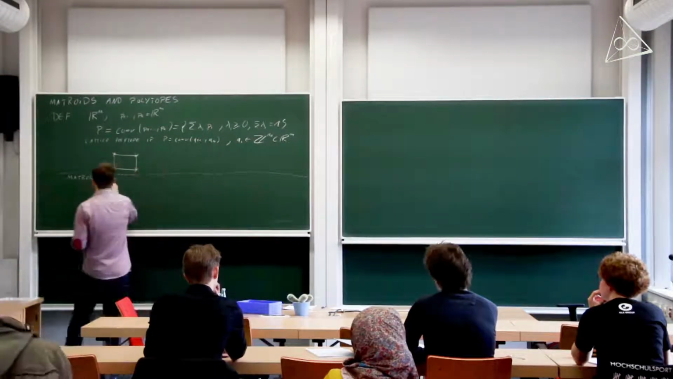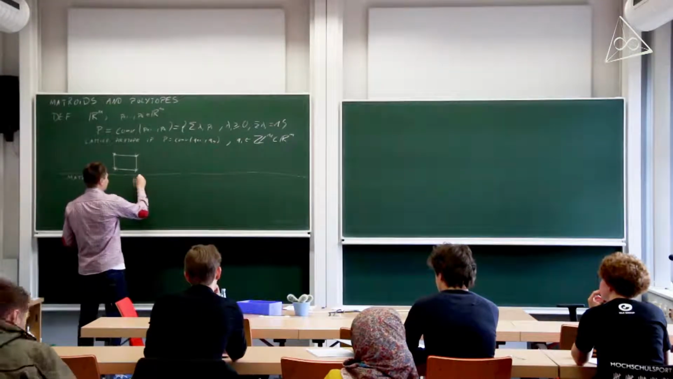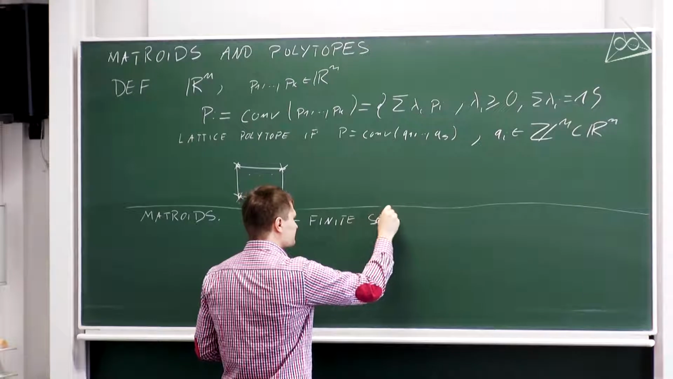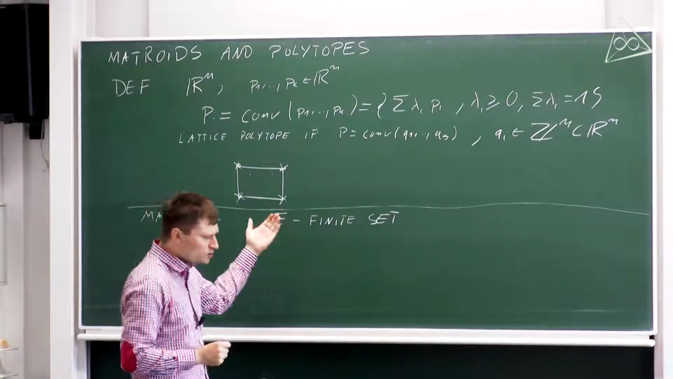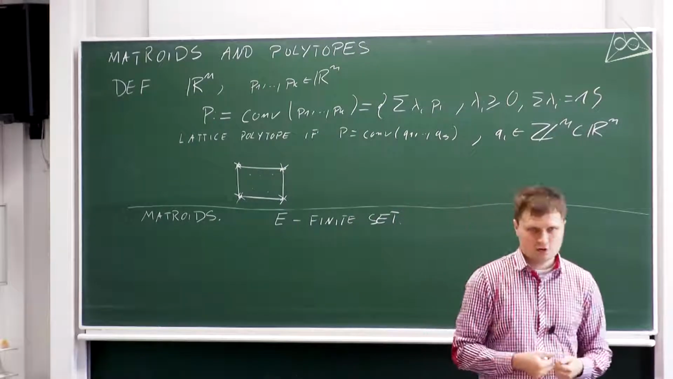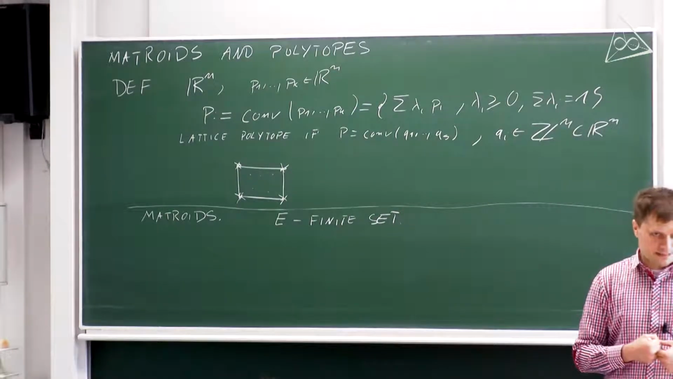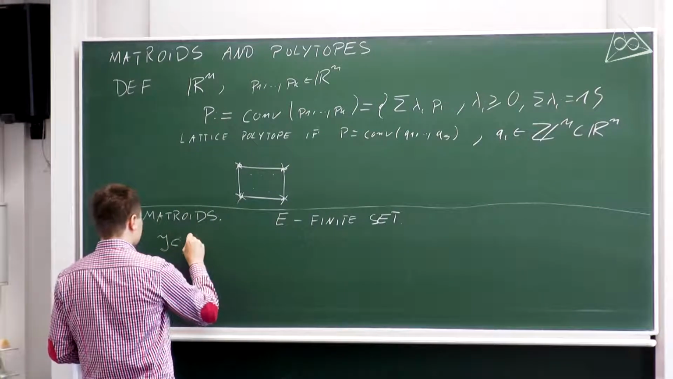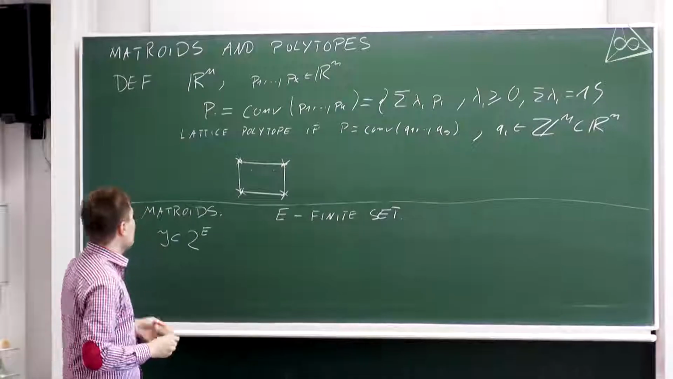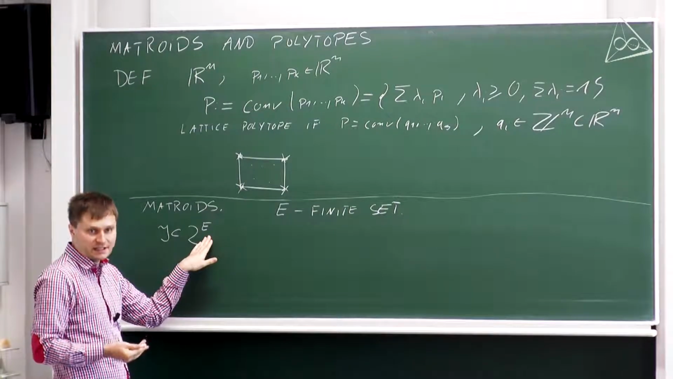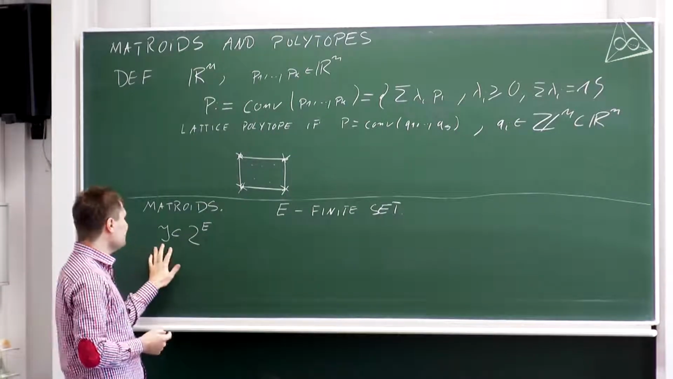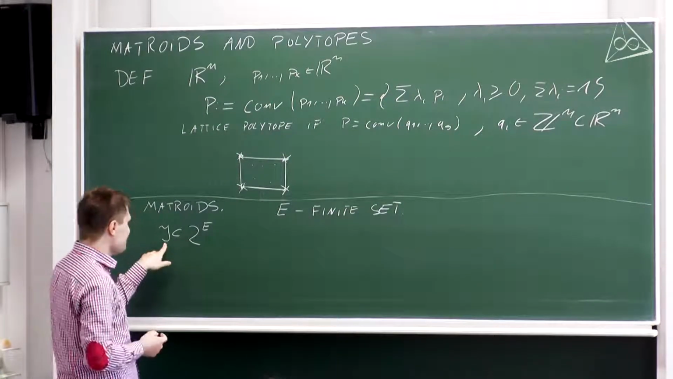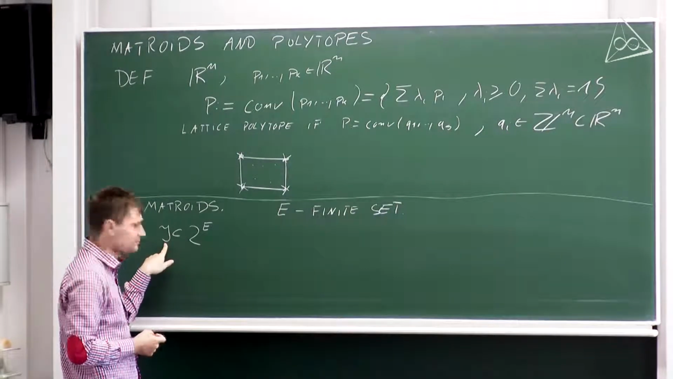So what's our aim? Our aim is to first fix a finite set, E, and we would like to distinguish certain subsets of this set that we will call independent sets. So a matroid will be a family of subsets. By this, I mean all subsets of E, including the empty set and E itself. And a matroid will be some of those subsets. And the elements of I will be called independent sets.